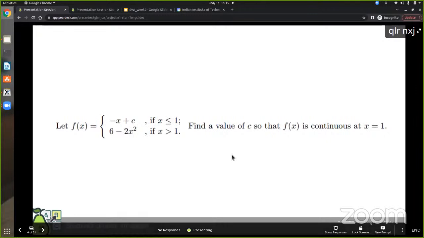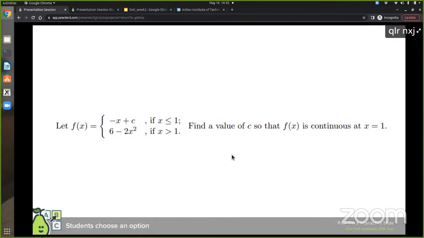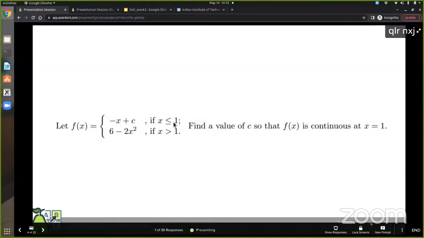Do we have to check for all the three things to be equal or only two, left hand limit and right hand limit? For all three. In some cases, left hand limit and right hand limit might be the same, like in this particular case, but they may not be. For example, for left hand limit here, you will check the upper equation, minus x plus c. For right hand limit, you will check the bottom equation. So you have to compute all three things. Okay, ma'am.